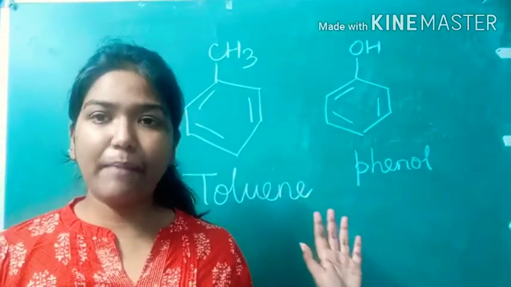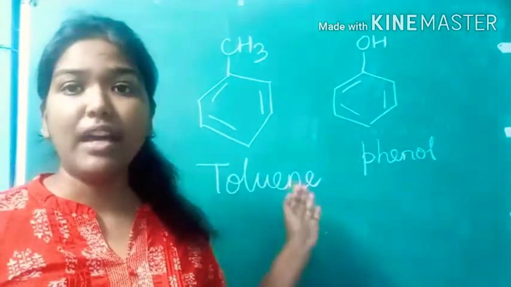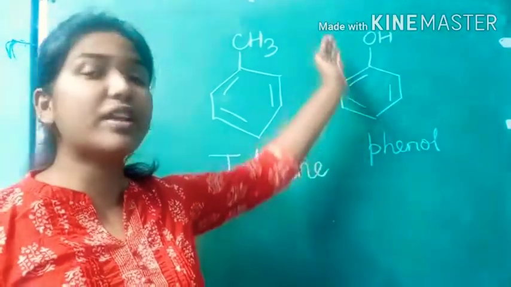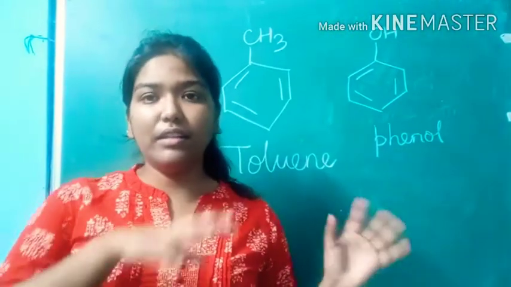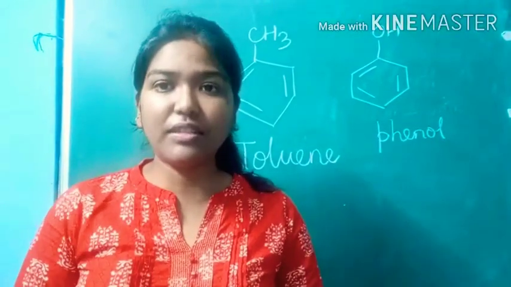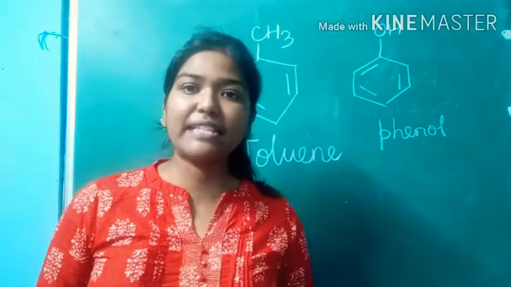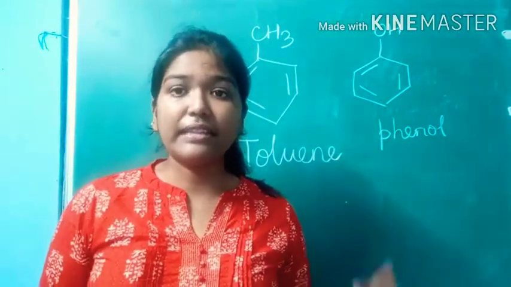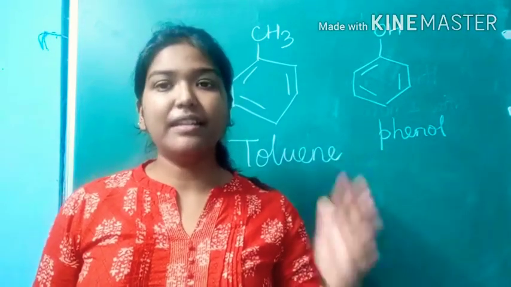Two more examples of benzene we will see: toluene, a benzene ring with a CH3, and another one is a benzene ring with OH, that is phenol. So these two are derived from the basic benzene structure. Now we are going to move on to the next category of benzenoid and non-benzenoid. That is the subtype of homocyclic aromatic compounds.